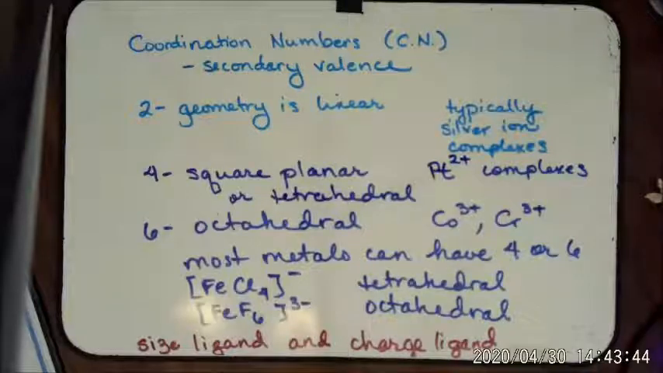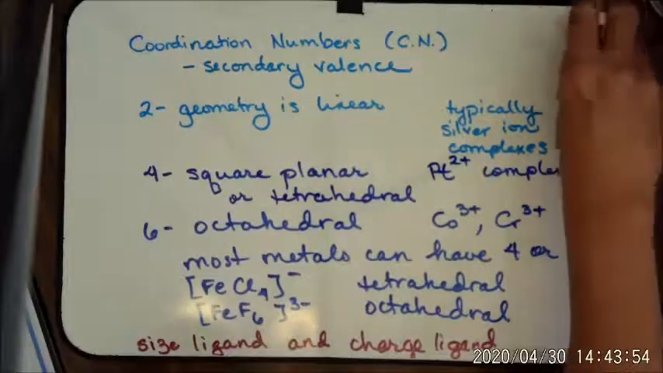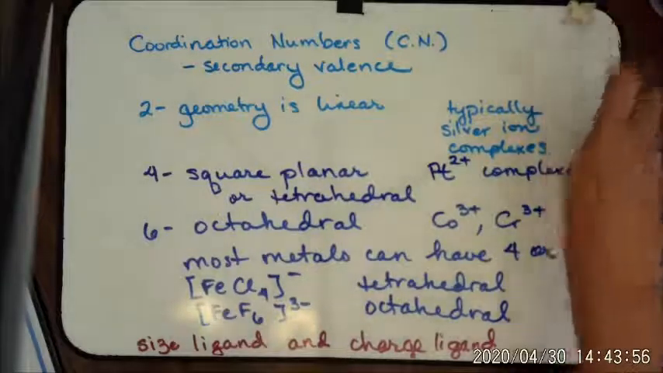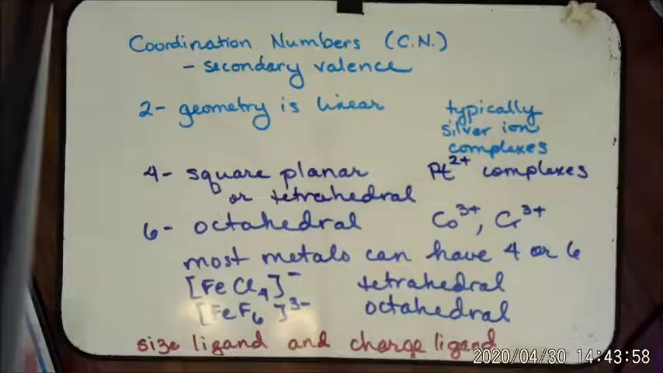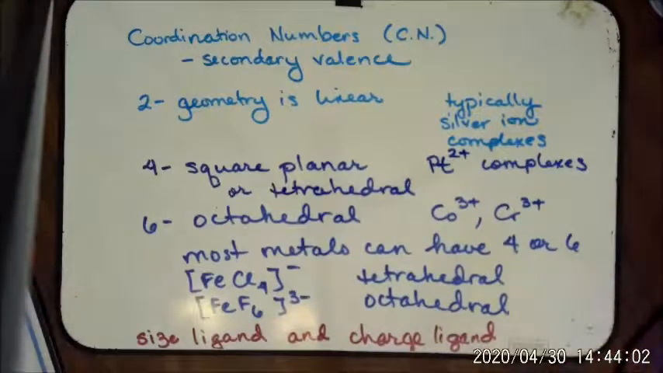Okay, so let's talk about our complexes and the coordination number. Remember, coordination number is the same thing as secondary valence. It's the number of ligands that are bonded to our transition metal. And what we find is that our coordination numbers will typically be 2, 4, or 6.